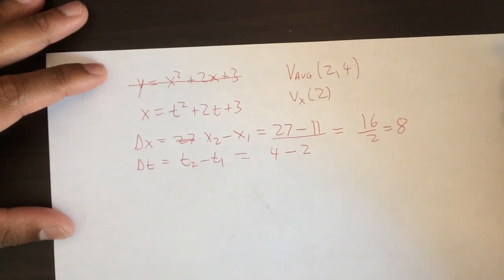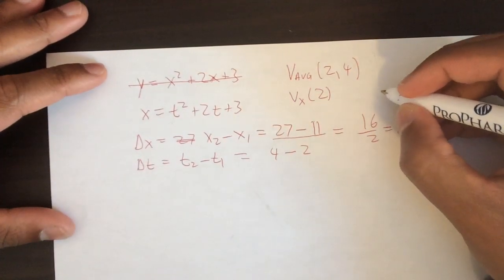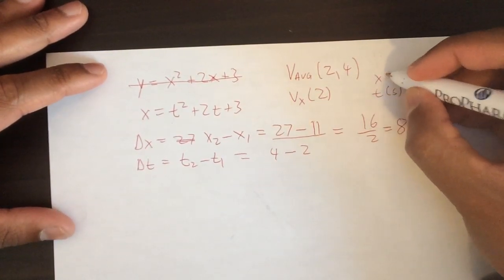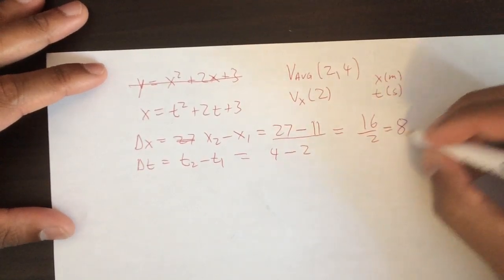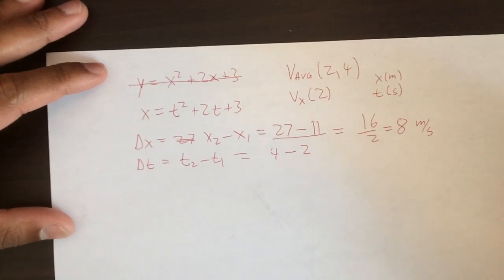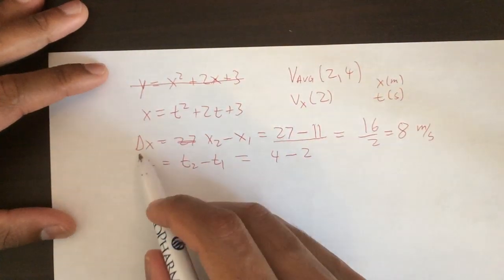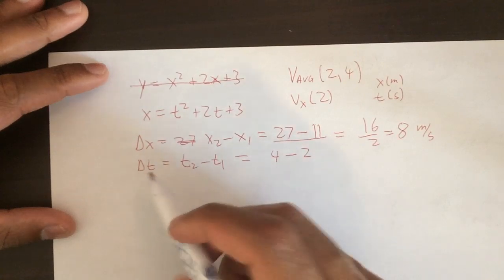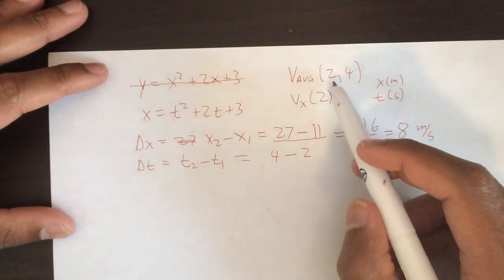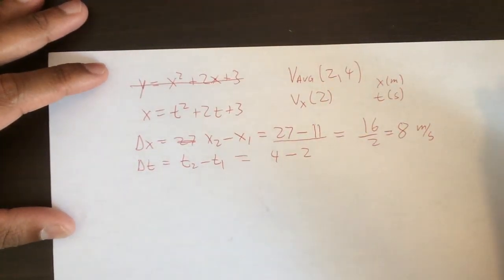So delta x is 27 minus 11, which is 16, and 16 divided by 2 is 8. And let's just say t is given in seconds and x is given in meters. So this is going to be 8 meters per second, and that's the average velocity, right? Because we did delta x divided by delta t, and we have the average velocity for the time between 2 and 4 seconds. Okay.